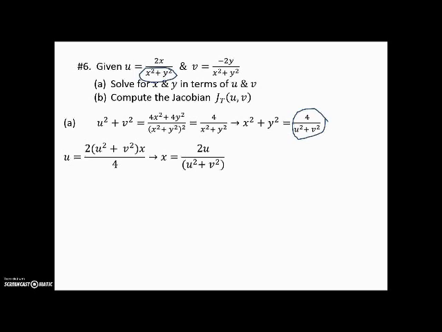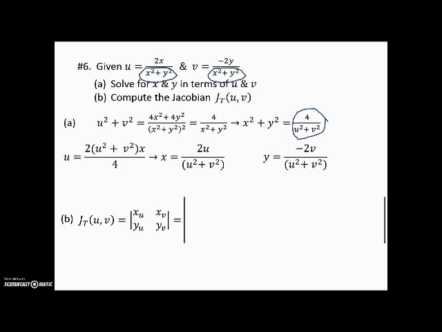Then I did the same kind of thing in the v equation, which eliminated x from that equation, and I was able to solve for y in terms of v and u. I didn't show every step there, but it's the same idea as the first part. Ta-da! Okay, so now for part B, we're ready to do our Jacobian, which is this determinant.